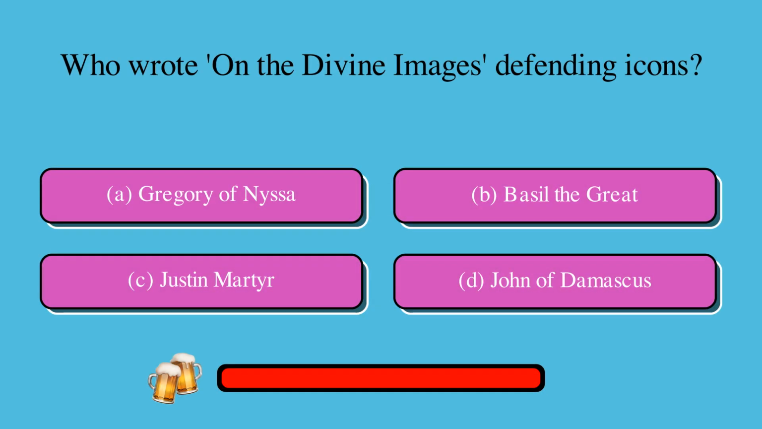Who wrote on the divine images defending icons? Is it A, Gregory of Nyssa, B, Basil the Great, C, Justin Martyr, or D, John of Damascus? The correct answer is D, John of Damascus.